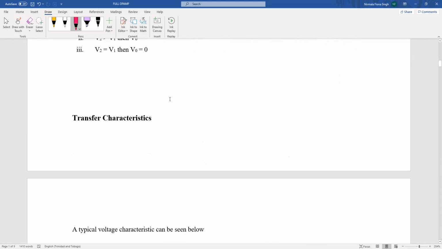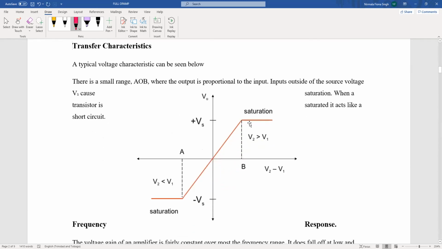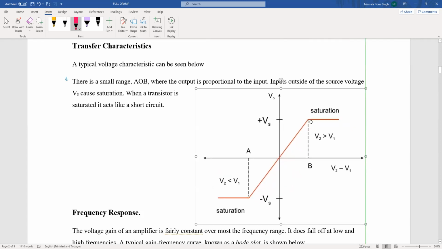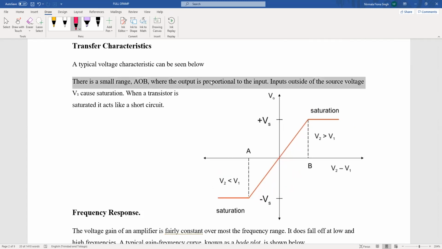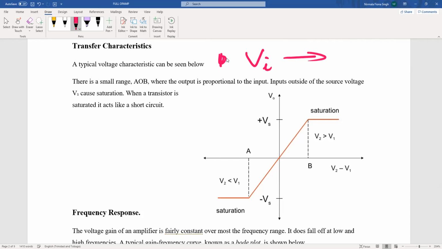All right, reading further down, transfer characteristics. A typical characteristic is shown below. Now, what does characteristic mean? We're looking at how our voltage in compares to our voltage out. There's no IV in this because the current is meant to be constant in an operational amplifier. The only thing that changes is your voltage.